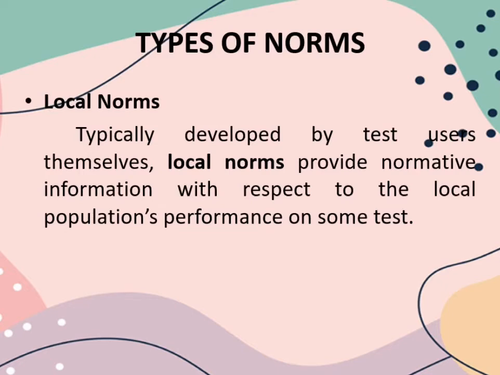Some test users use abbreviated forms of existing tests, which requires new norms. Some test users substitute one subtest for another within a larger test, thus creating the need for new norms. There are many different scenarios that would lead prudent test users to develop local norms.